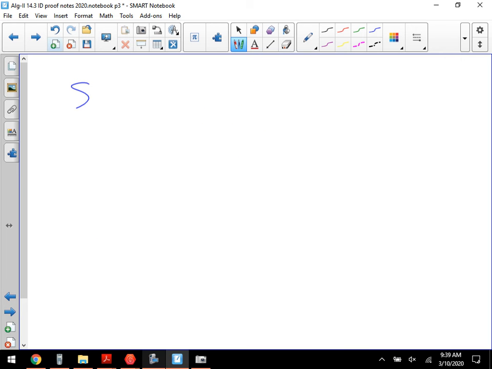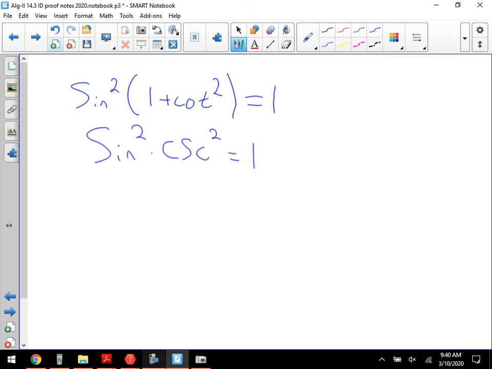So let's see, we had sine squared times the quantity 1 plus cotangent squared. Show that equals 1. Well, what is 1 plus cotangent squared? Cosecant squared. So sine squared times cosecant squared, anytime you multiply reciprocals together, you get 1. Done.